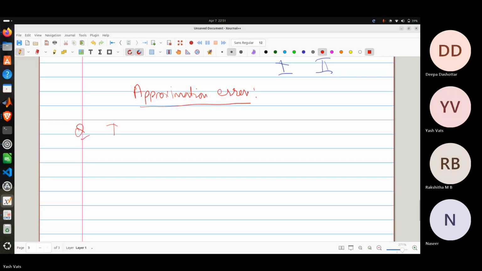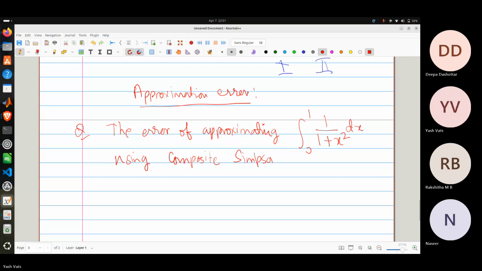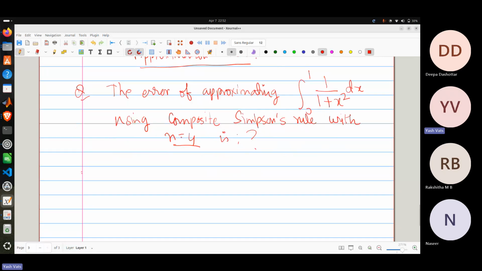Okay, the error of approximating the integration from 0 to 1 of 1 divided by 1 plus x squared dx using the composite Simpson's rule with n equal to 4. So just try this one and another one.